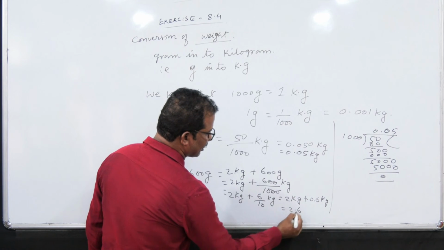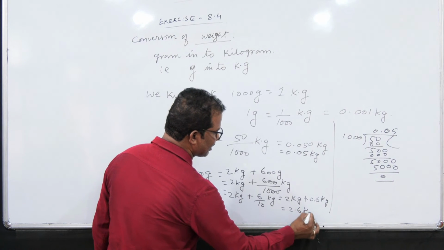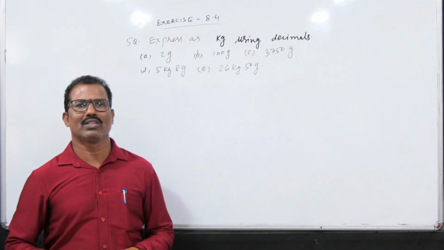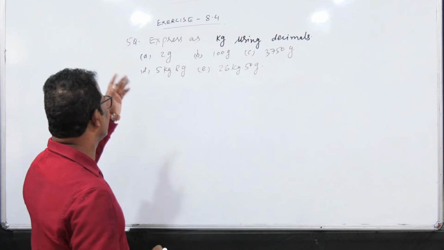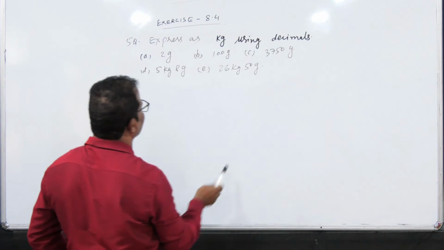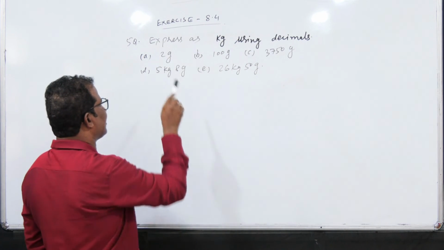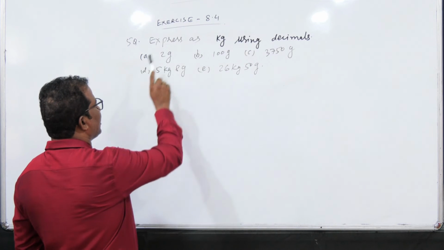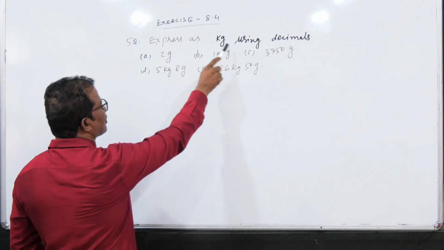Then point in the decimal part, 2.6 kgs only. Students, now we are going to see the last question of this exercise. That is the 5th question. In this question, you see, express as kg using decimals. In the questions, the units are in grams as well as grams and kgs. But we have to convert only into kgs using decimals.